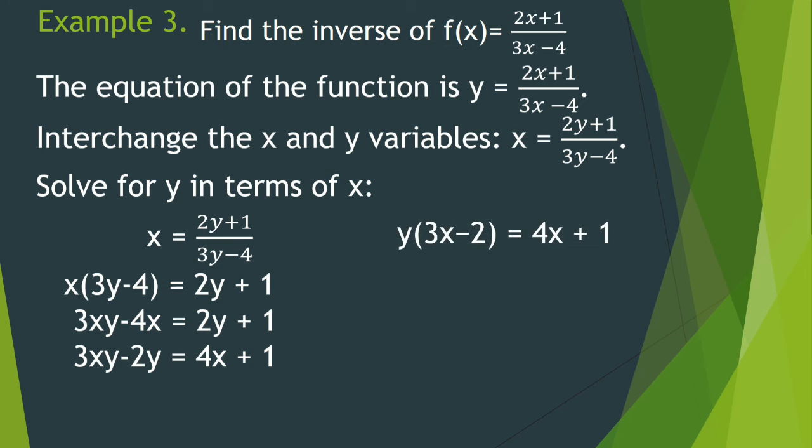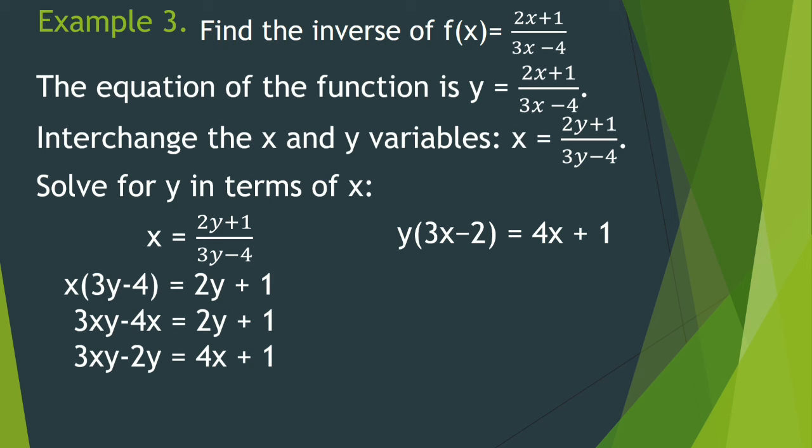Then, ihiwalay natin yung y sa ating given. So, we have now y quantity 3x minus 2. So, yun yung katumbas ng 3xy minus 2y. So, kumbaga, pin-factor out lang natin yung y para mailabas yung y dun sa ating equation. That's equal to 4x plus 1.